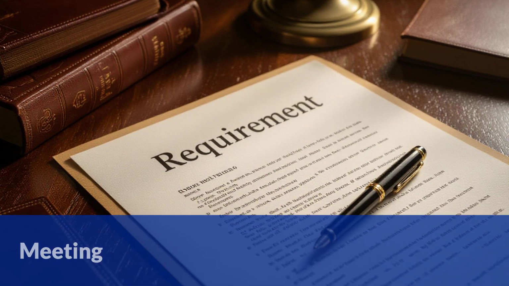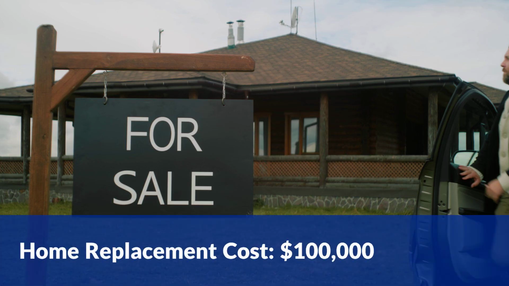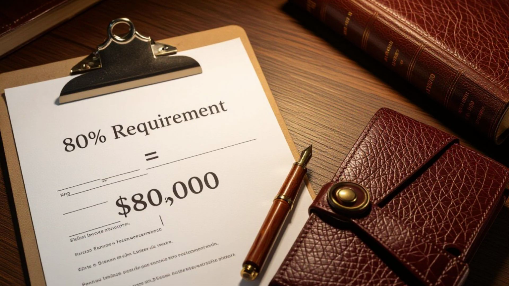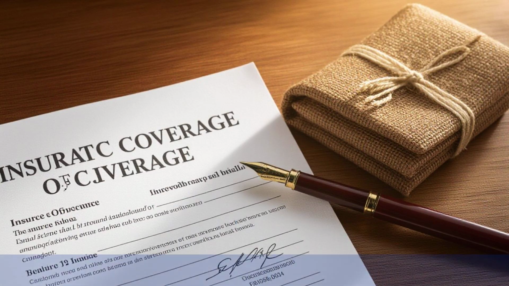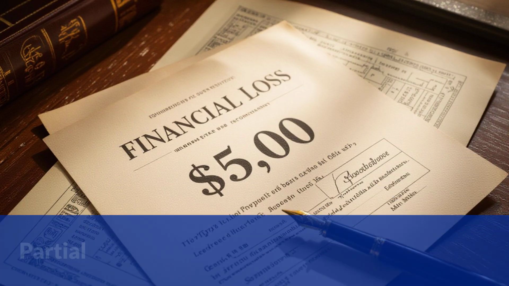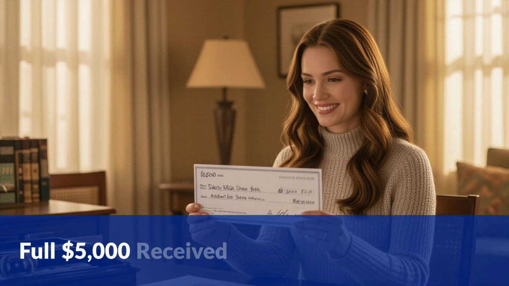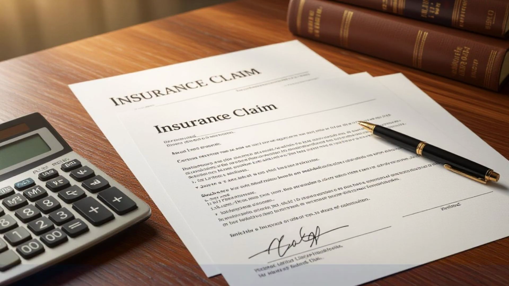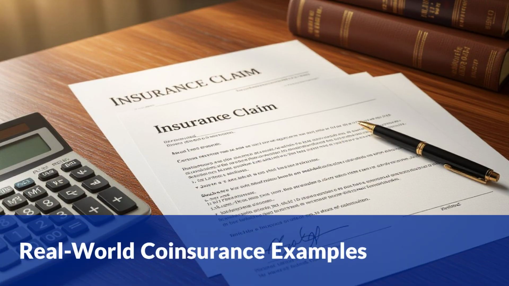Here's an example for meeting the requirement, no penalty. Sandy's home replacement cost equals $100,000. 80% requirement equals $80,000. Insurance carried equals $80,000. Partial loss equals $5,000. Sandy receives the full $5,000 because she met the 80% requirement. There's no need to do a calculation. Now let us look at a couple of real-world examples in which we apply the coinsurance formula.